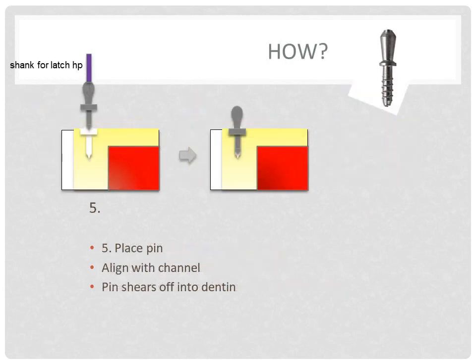5. The last step is to place the pin in the channel. The Max pin is on a plastic shank, which should shear as soon as the pin is stable in the dentin. Align the pin with the channel and the pin is quickly placed. This is performed using slow speed and a latch handpiece.